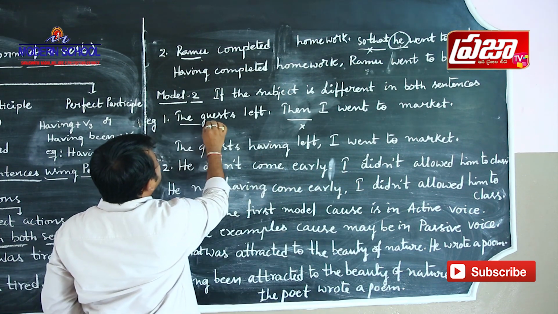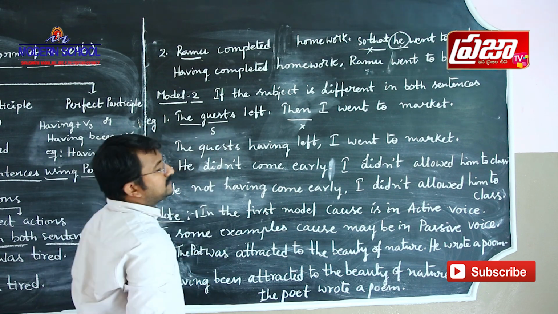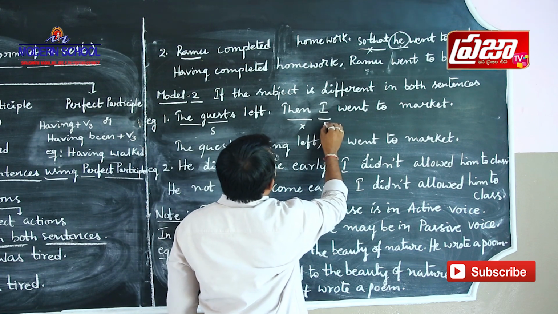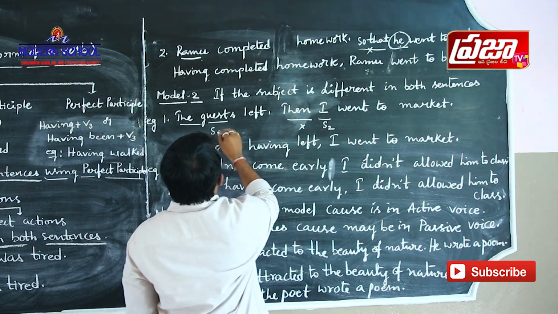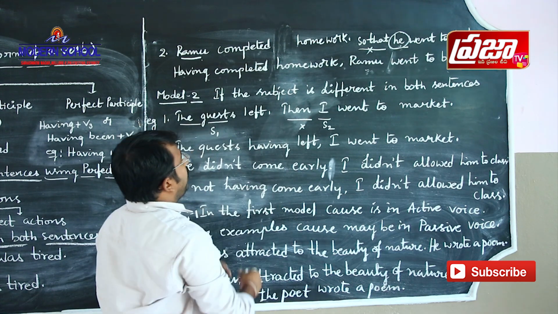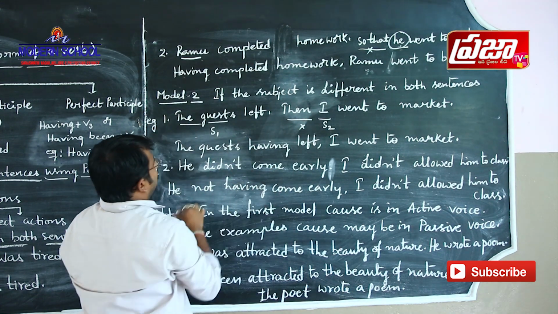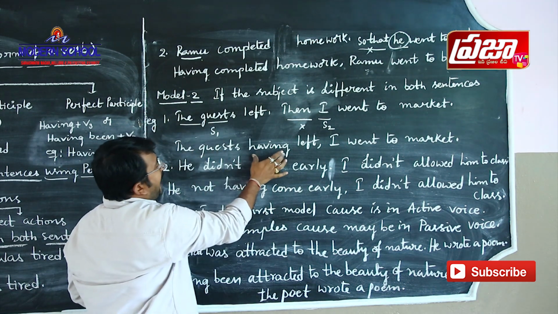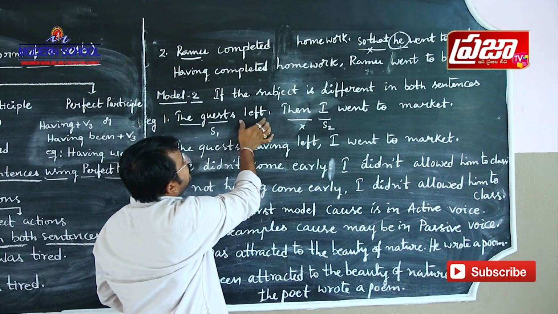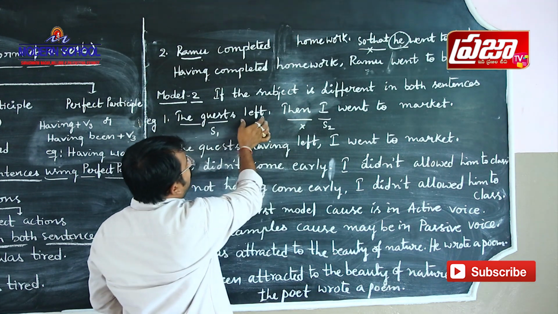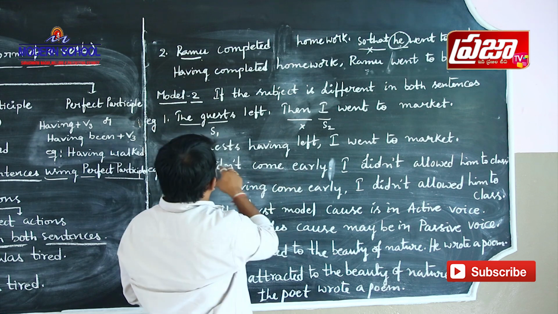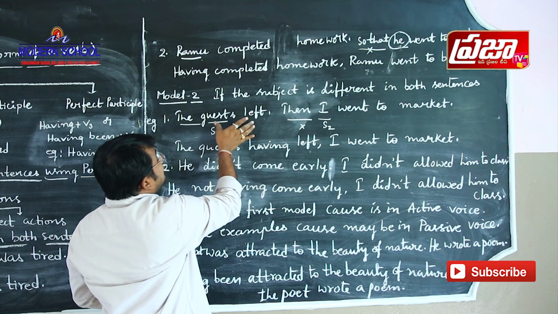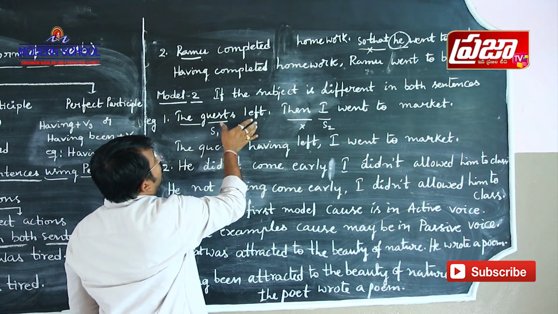Here, in the first sentence, this is a subject. The guest is the subject. I is the subject in the other sentence. See, two different subjects. If the subjects are different, how to write? So here, this subject as it is we have to write, and after that we have to write having, and the V3 form of left. So the V3 form of left is left. So: the guest having left. Here the tense is broken.